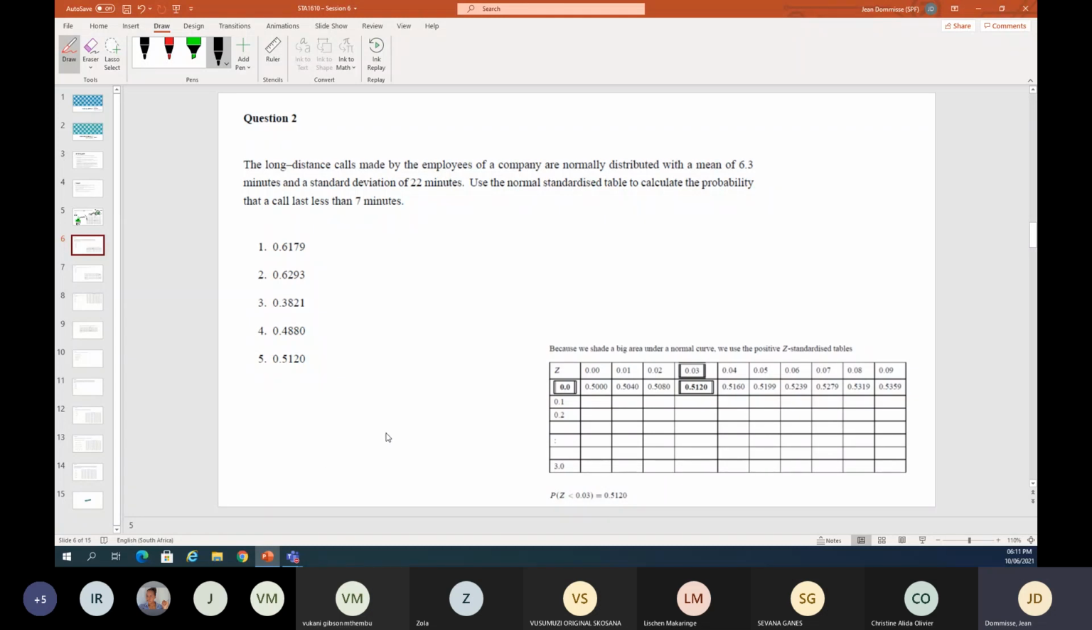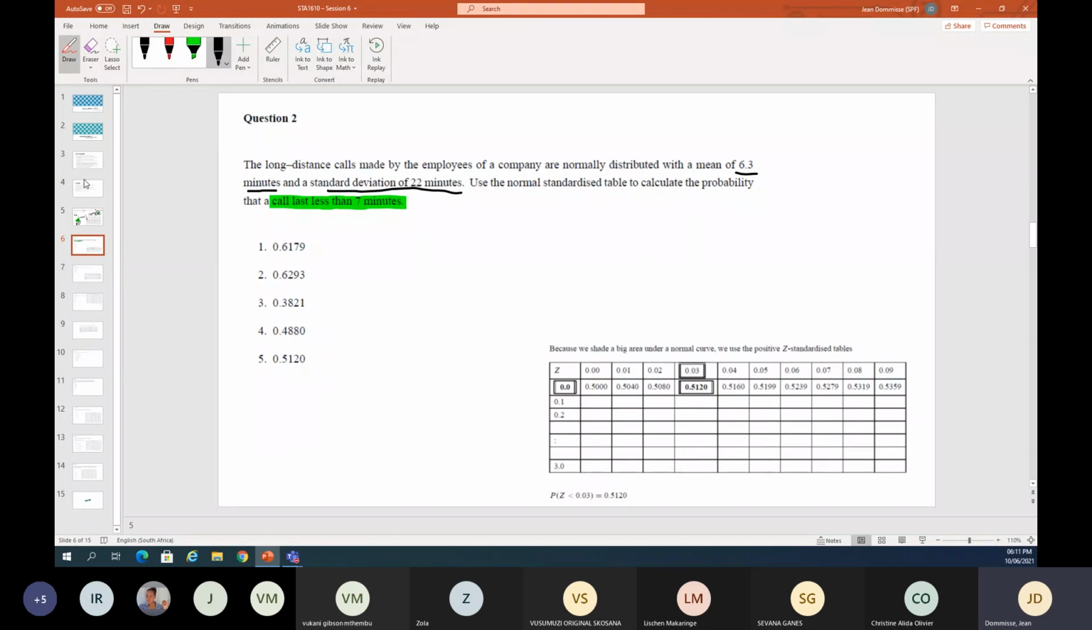Okay, so the next question: the long distance calls made by employees of a company are normally distributed with a mean of 6.3 minutes and a standard deviation of 22 minutes. Use a normal standard table to calculate the probability that a call will last less than 7 minutes. So let me highlight that. Okay, less than 7 minutes.